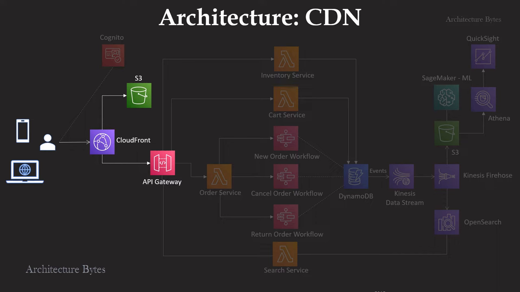AWS CloudFront is used to distribute our static and dynamic content with low latency. Based on configuration, it routes static requests to an S3 bucket and dynamic requests to an API gateway. The S3 bucket hosts static content like the e-commerce website's HTML, JavaScript, and image files. Our e-commerce website could be a rich client application. The API gateway acts as a secure single point of access to microservices.